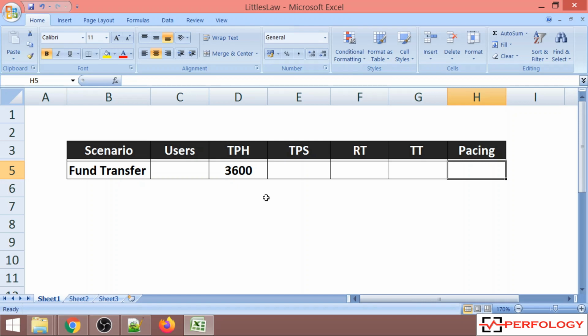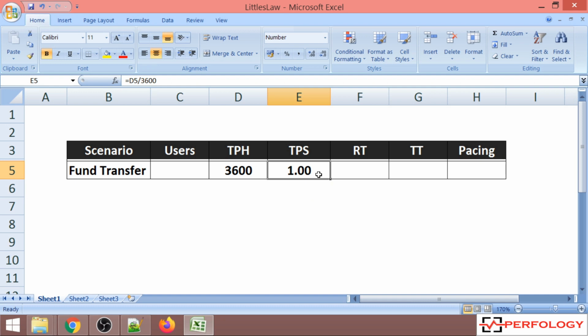Let us now understand the Little's law formula with the help of an example. Suppose my client has told me that he wants to achieve a TPH, that is transactions per hour, of 3600 for a fund transfer scenario. So I will convert this TPH into TPS. To convert into TPS, I basically need to divide the value in the TPH by 3600. So I need to achieve one transaction per second.